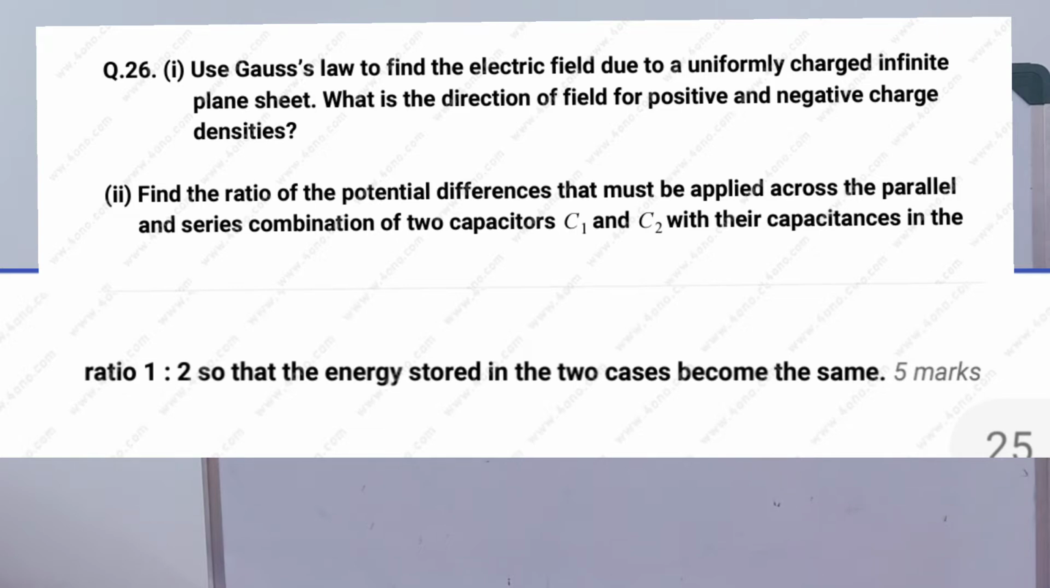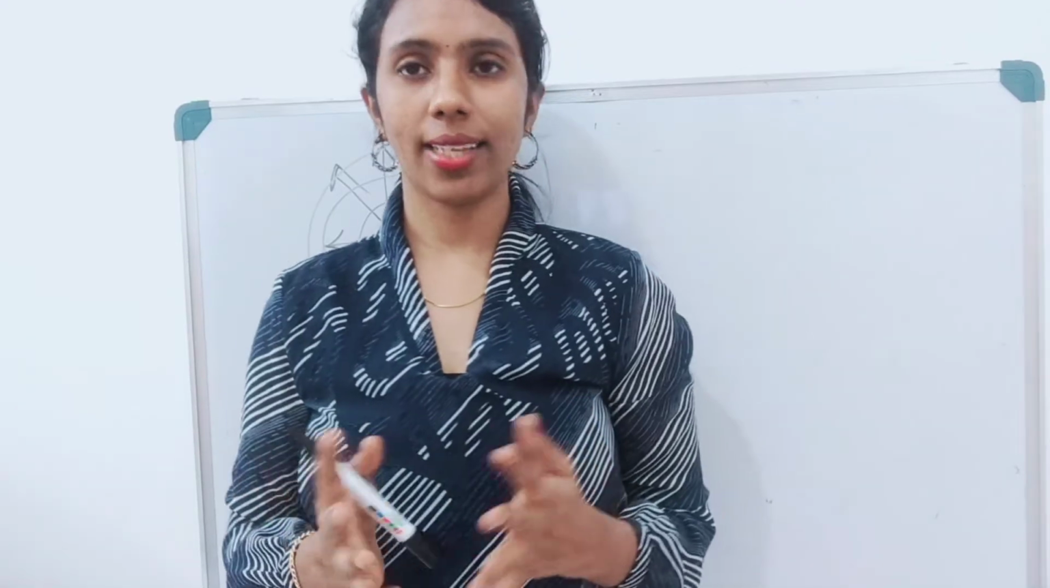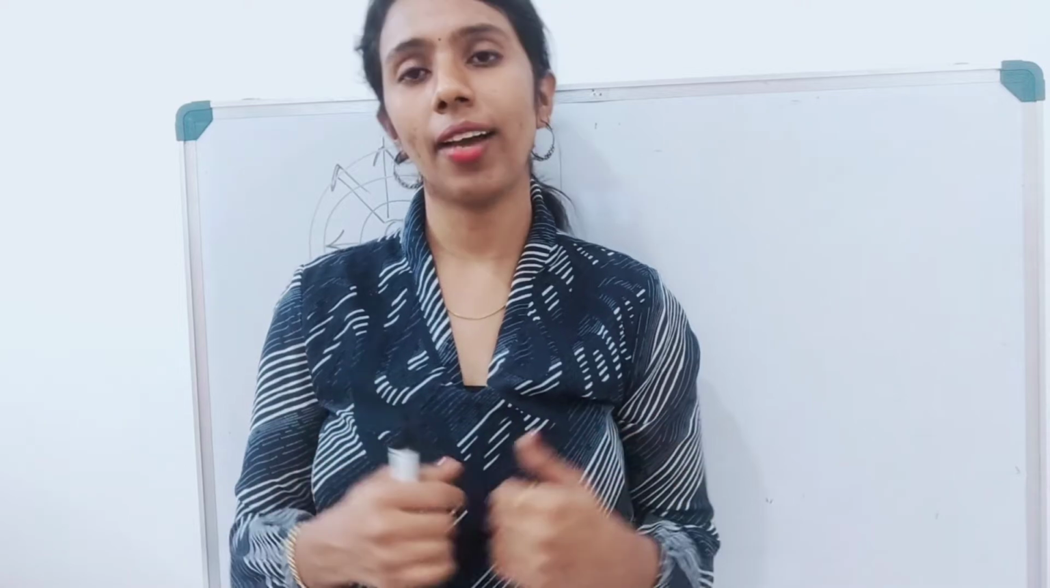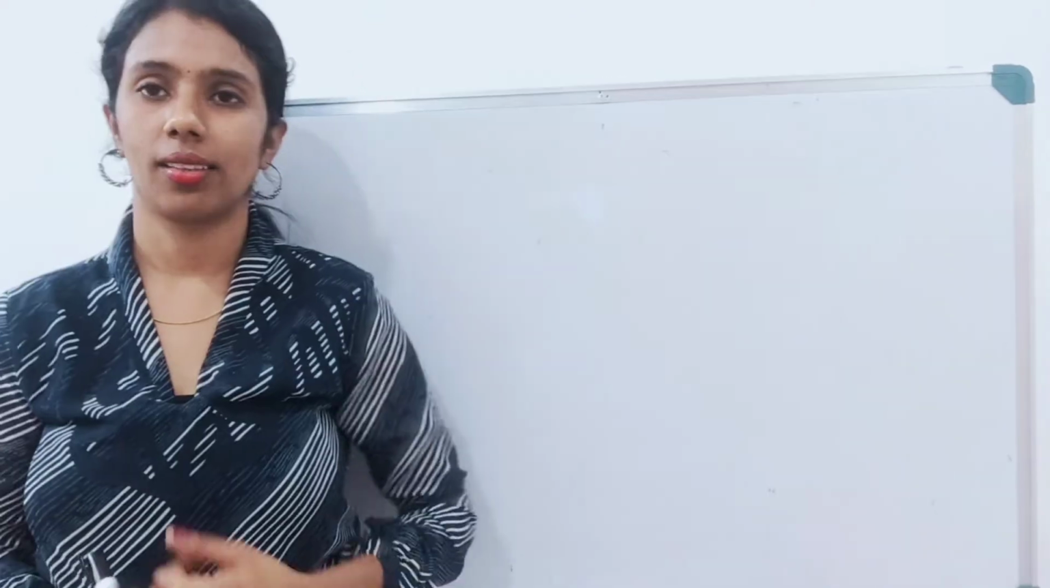Second part. Find the ratio of potential differences that must be applied across the parallel and the series combination of two capacitors C1 and C2 with their capacitance in the ratio 1:2, so that energy stored in the two cases become same. First part is to find the electric field due to a thin plane sheet. You can find it out in the description box.